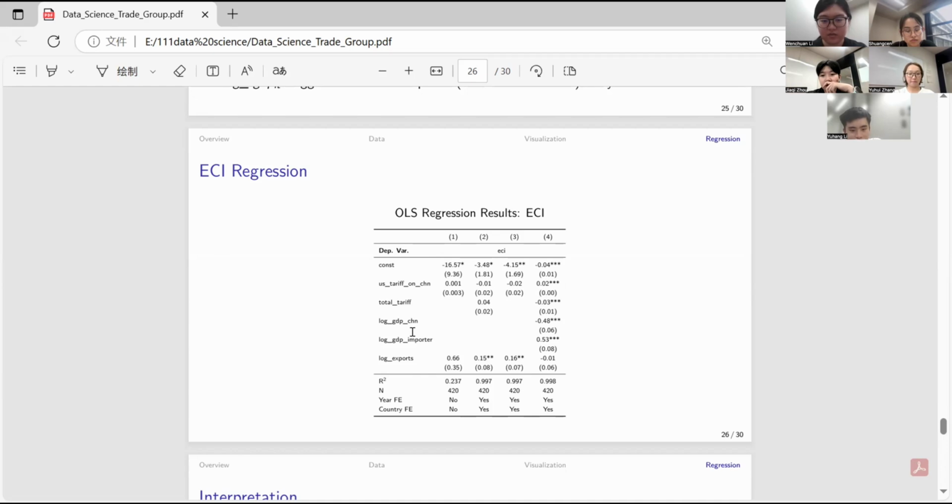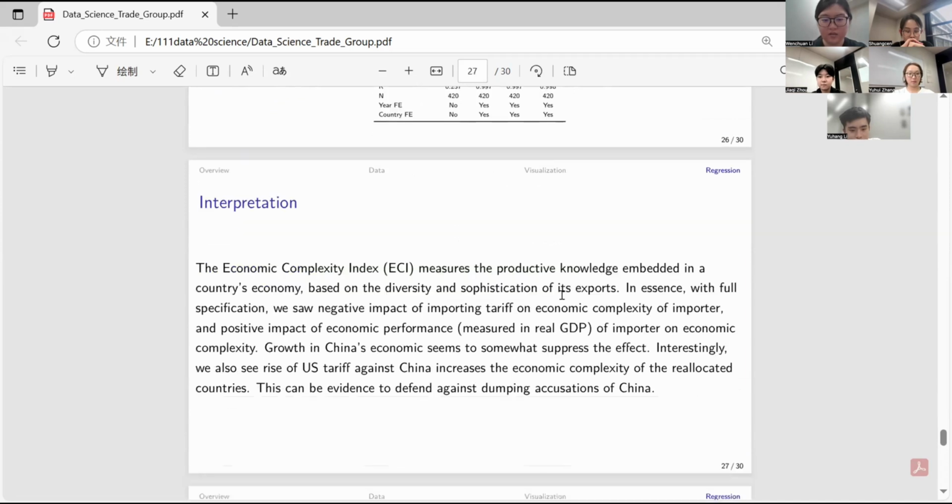And for China's GDP, we can see its negative impact. And for their own GDP, we can see a positive relationship. The economic complexity index measures the productive knowledge embedded in a country's economy. And for the final column, we can see a negative impact of importing tariff and a positive impact of the GDP. And the growth of China's economy seems to somewhat offset the impact.